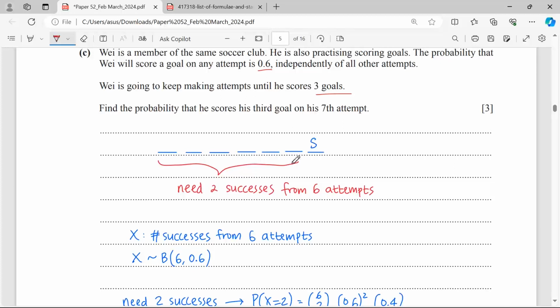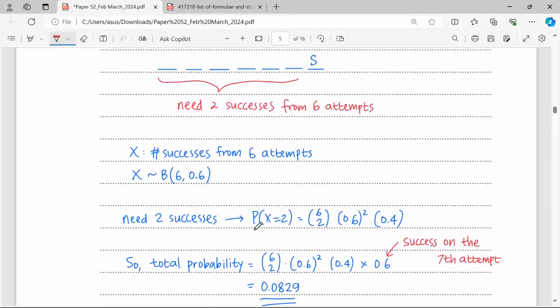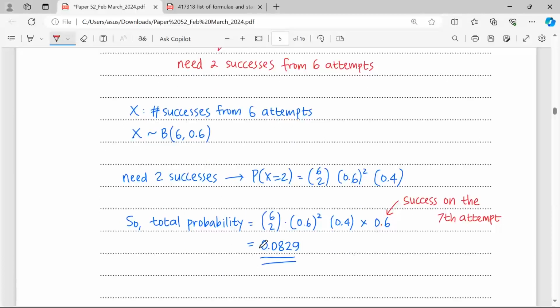Okay, we need 2 successes, so that means the probability is given by the following formula. And then you can work this out for the total probability. For the first 2 successes is given by the whole formula here. And for the last one, the 3rd success is given by 0.6, the probability. And then work this out, you will get 0.0829.